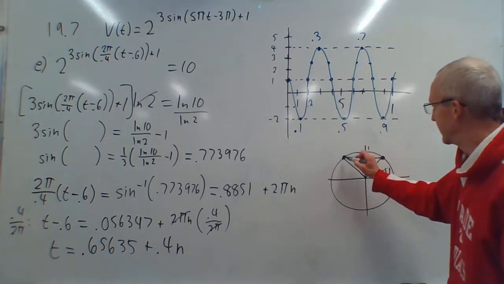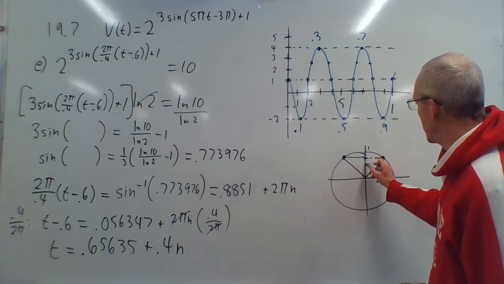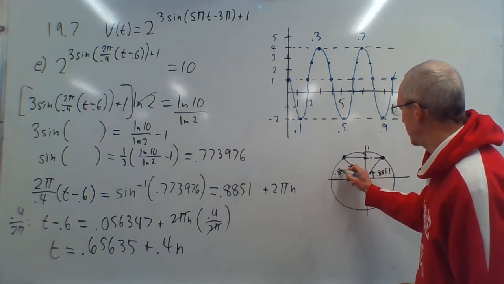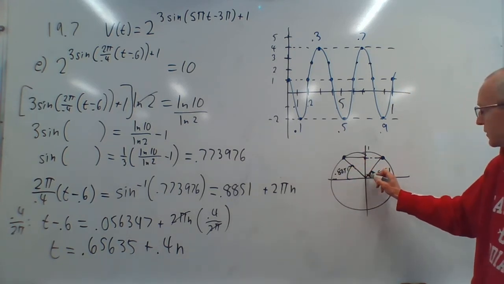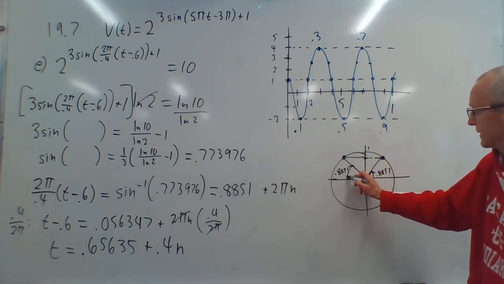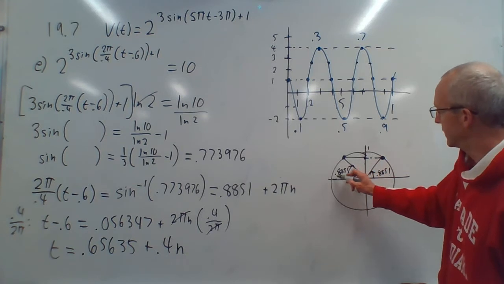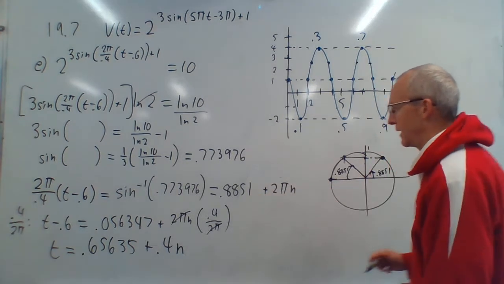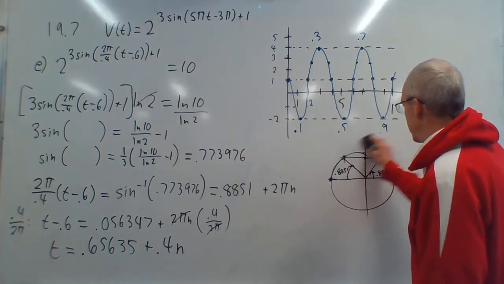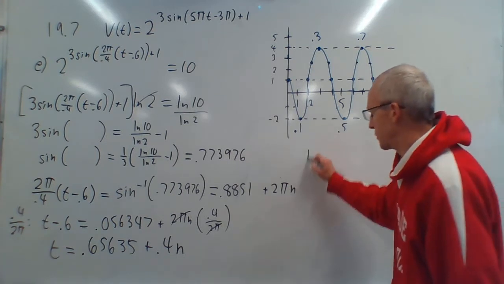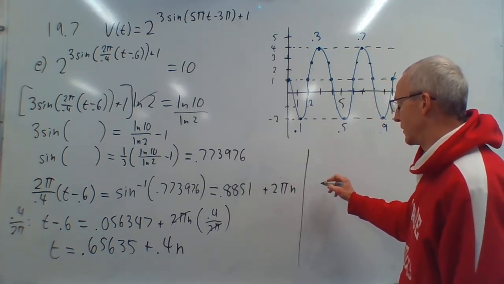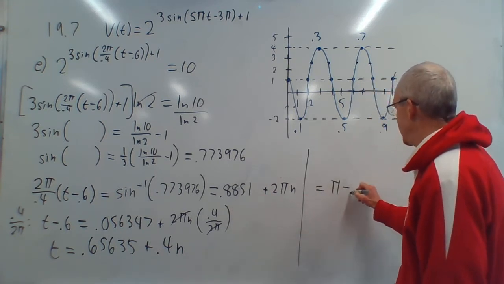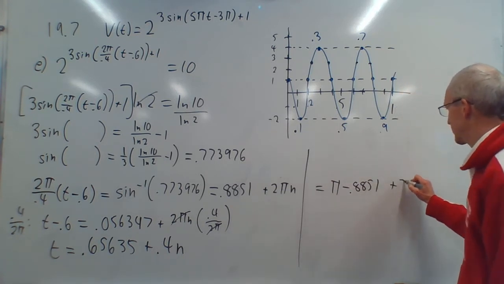So the other answer is this angle here, which is pi minus 0.8851. That's 0.8851 there, right? This is symmetrical. So this angle is 0.8851, that angle is 0.8851, so this angle here is pi all the way to here minus 0.8851. So we've got to do this again. Okay, I'm going to write this out now. We have to do this twice, so it could also be equal to pi minus 0.8851 plus 2 pi n.